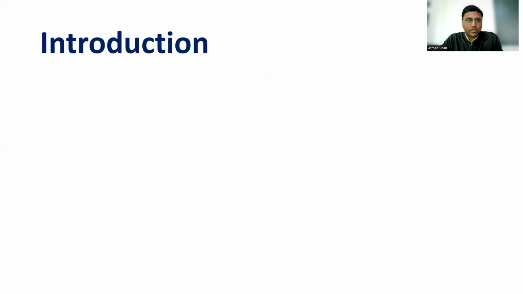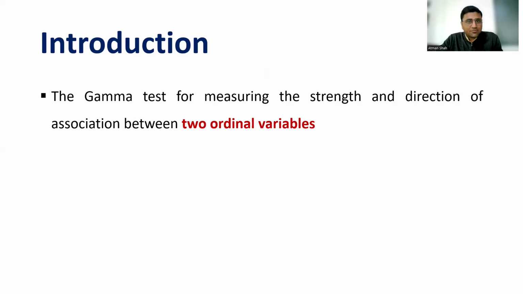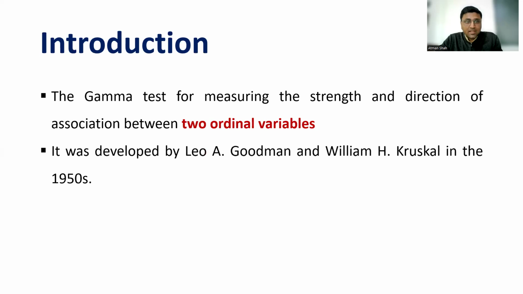Let's begin with the introduction. The gamma test is for measuring the strength and direction of association between two ordinal variables. So we can use this gamma coefficient to measure the strength and association between two ordinal variables. And this test was developed by Goodman and Kruskal in the 1950s.